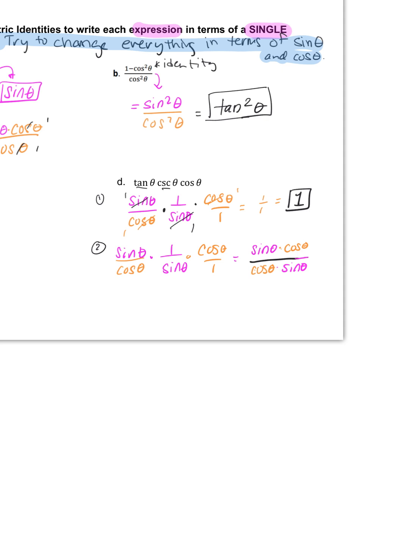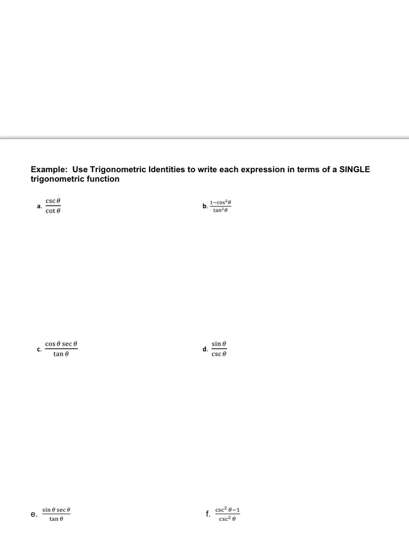You can cancel top and bottom. But remember, if it's exactly the same on the top as on the bottom, no matter if this is multiplication, I can switch it around. We know this equals 1. So same thing. All right, here on the last page.